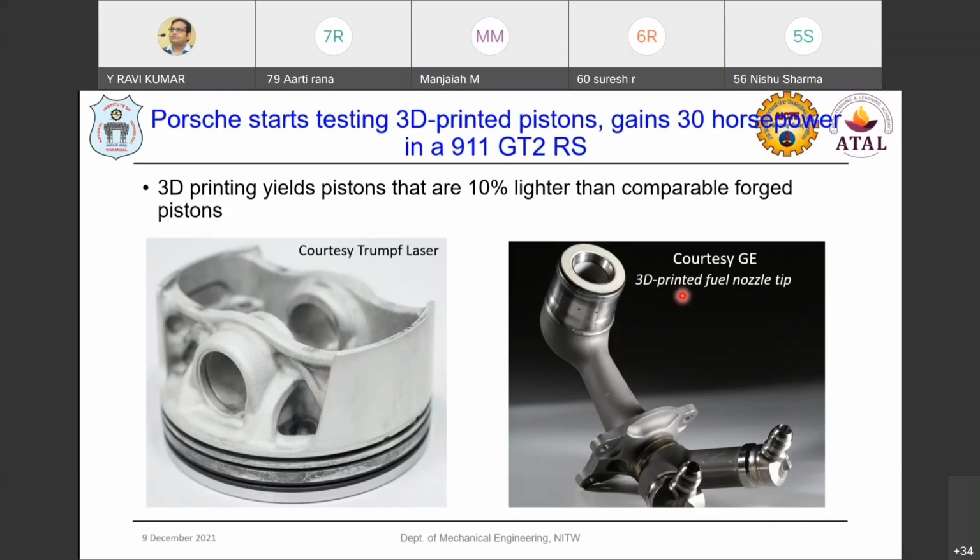And if you see on the right hand side, we are talking about 1992 and all, this GE LEAP nozzle jet engine. It was made by powder bed fusion technology. This LEAP fuel injector nozzle tip consists of more than 34 parts. A component made of 34 parts cannot be made as a single component in any conventional manufacturing.